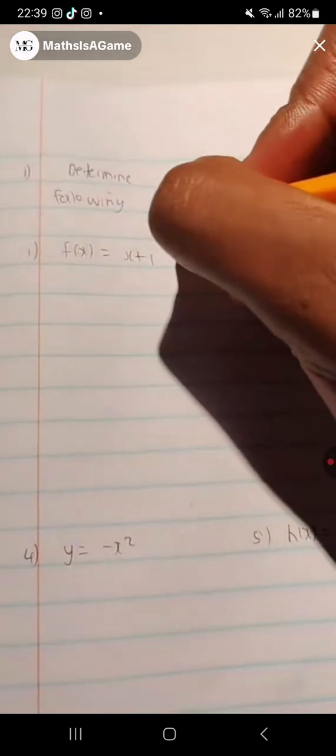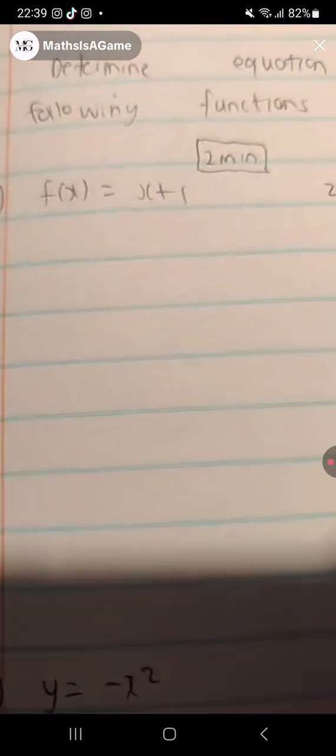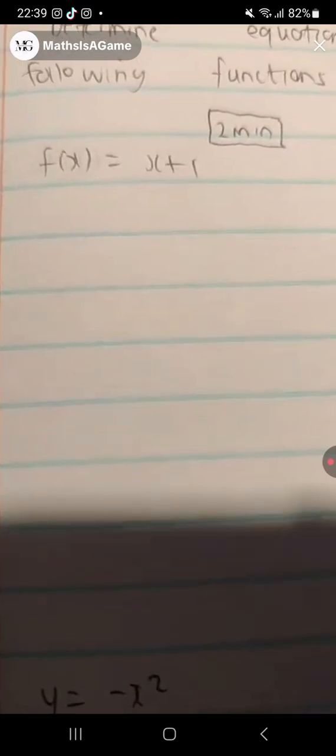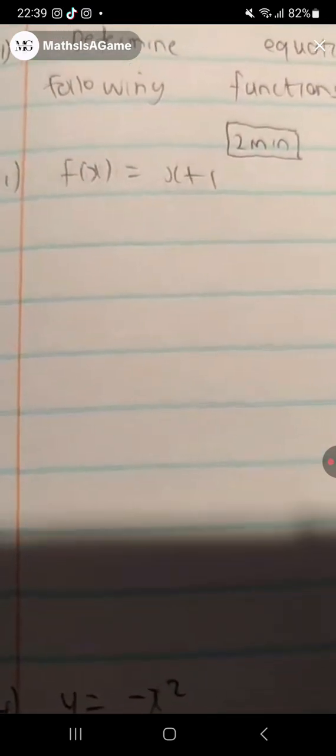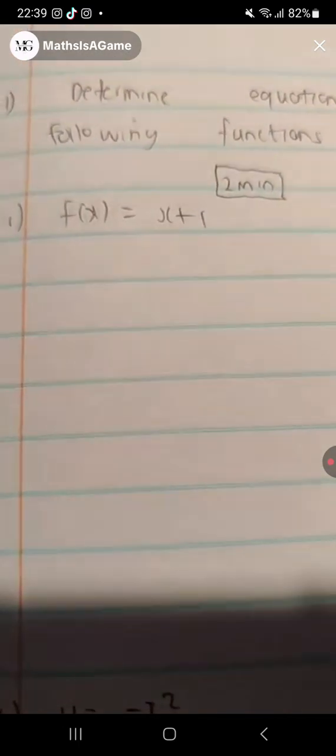2 minutes, guys. 120 seconds. Find the inverse. I'm literally meaning 2 minutes, literally. 2239 and 2242. The answer must be done. f of x is equal to x plus 1.